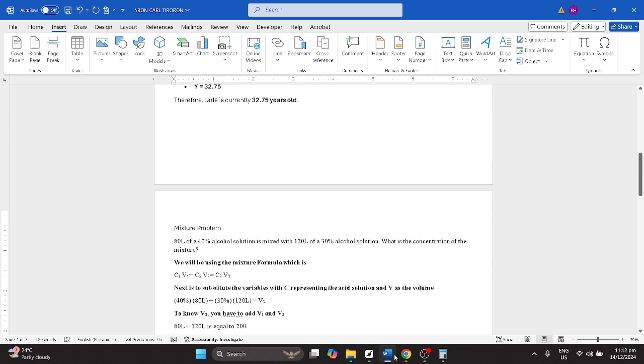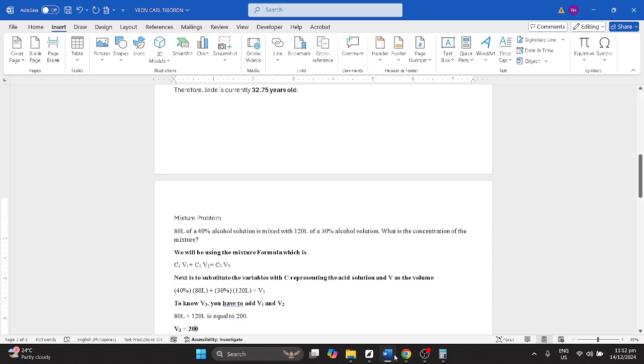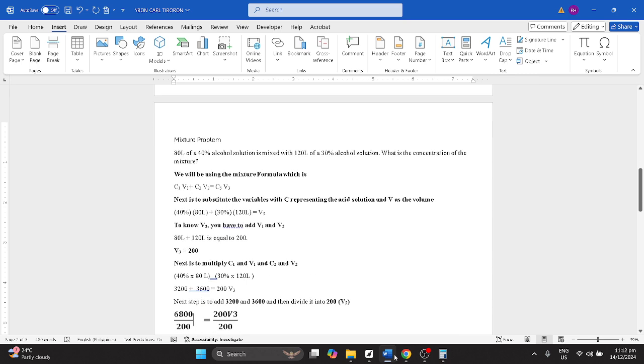Now let's move on to the next problem, which is a mixture problem. It goes like this: 80 liters of a 40% alcohol solution is mixed with 120 liters of a 30% alcohol solution. What is the concentration of the mixture? We'll be using the mixture formula, which is C1V1 plus C2V2 equals C3V3.